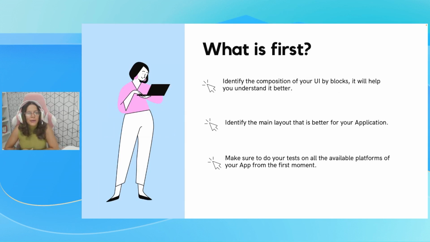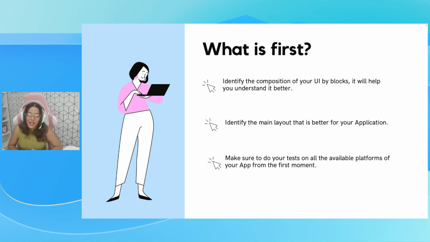But first, I want to give you some different tips that you have to keep in mind. The first, which we have previously done, is to divide your UI into different blocks. The second is that you have to identify the main layout that is best for your application. But what is the main layout? The main layout is the layout that will cover all the design or all the code that you will be writing inside your UI. That's why it's important to analyze what is the better decision.